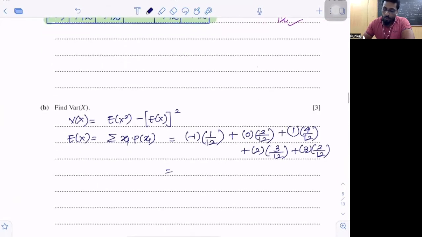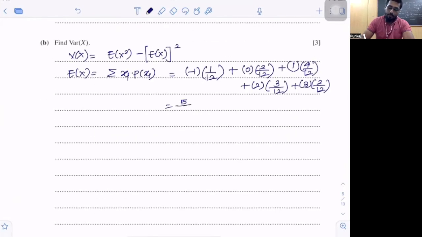So the answer is going to be what? So the first answer is -1 over 12. -1 multiplies with 1 upon 12 is -1 upon 12. The next value is plus 0 times 2 upon 12. So that's just 0. Plus the next answer is 4 upon 12. The next answer is 6 upon 12, right? 2 times 3, 6 upon 12 plus. The next answer is again 6 upon 12. So the answer comes 5 upon 4. Okay, so that's the value of E of x. So I'll write here 5 upon 4.